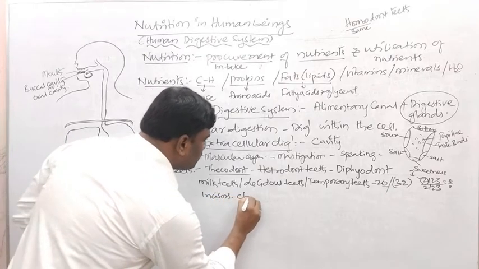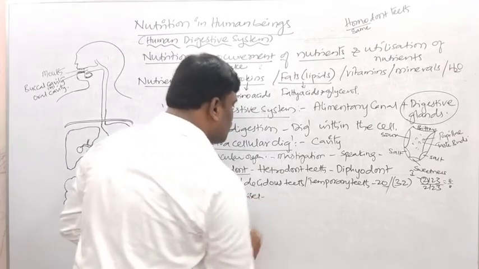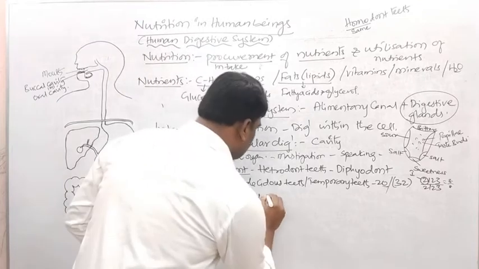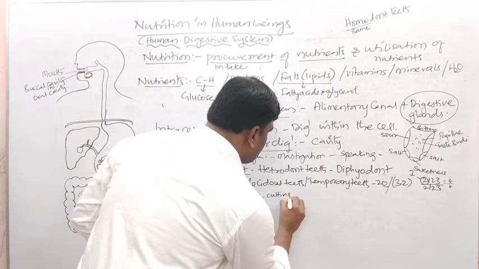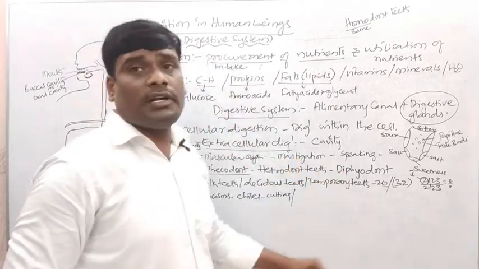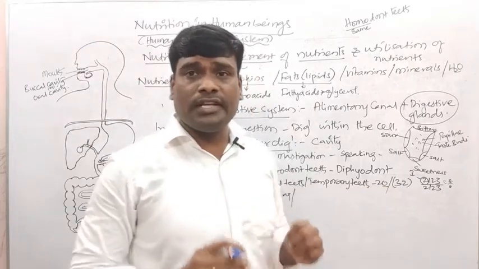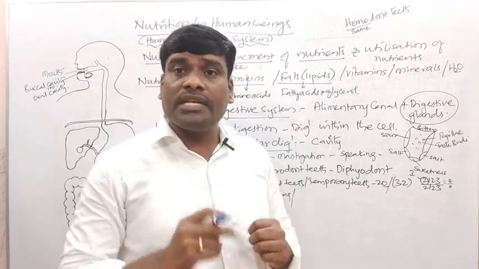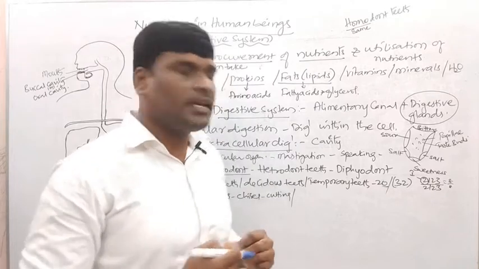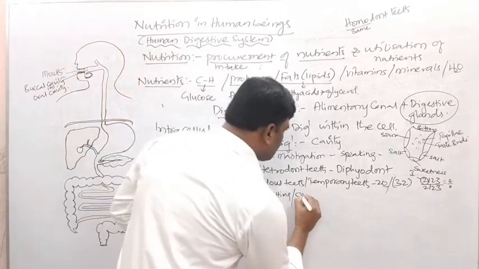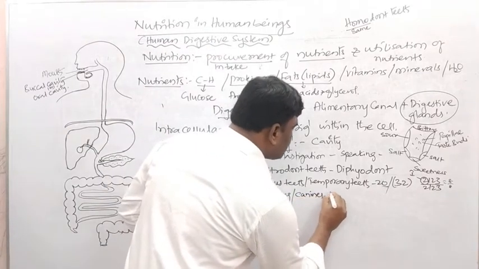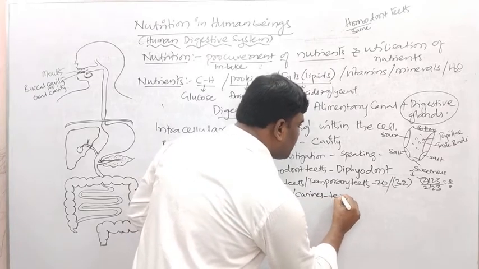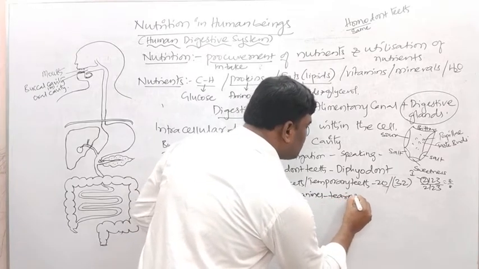Incisors. It is of chisel shape, children, and it helps in cutting the food. Next, the second one, 2 pairs, that is canines. It is of dagger shape, which helps in tearing the food materials, isn't it? So again, the next one is what, children? Canines. It is of dagger shape and it is useful for tearing the food.